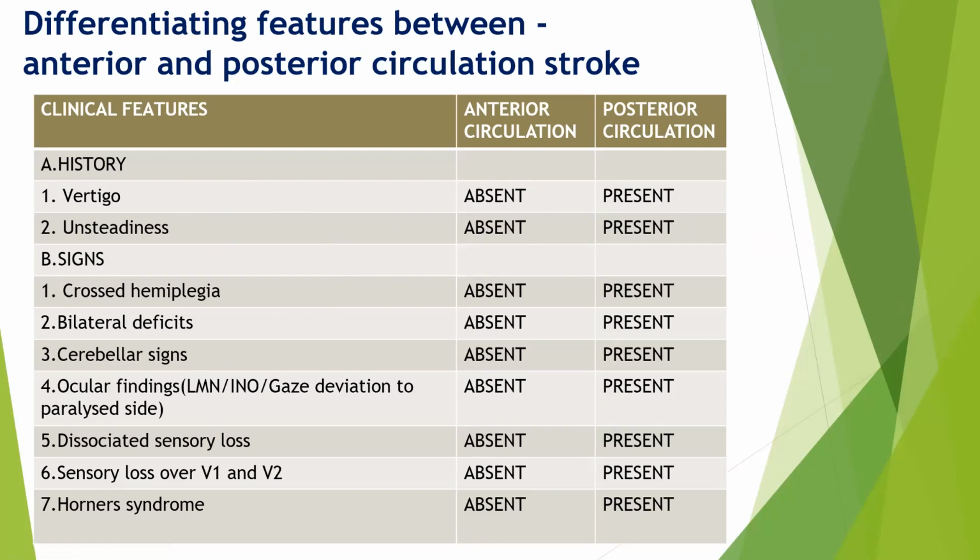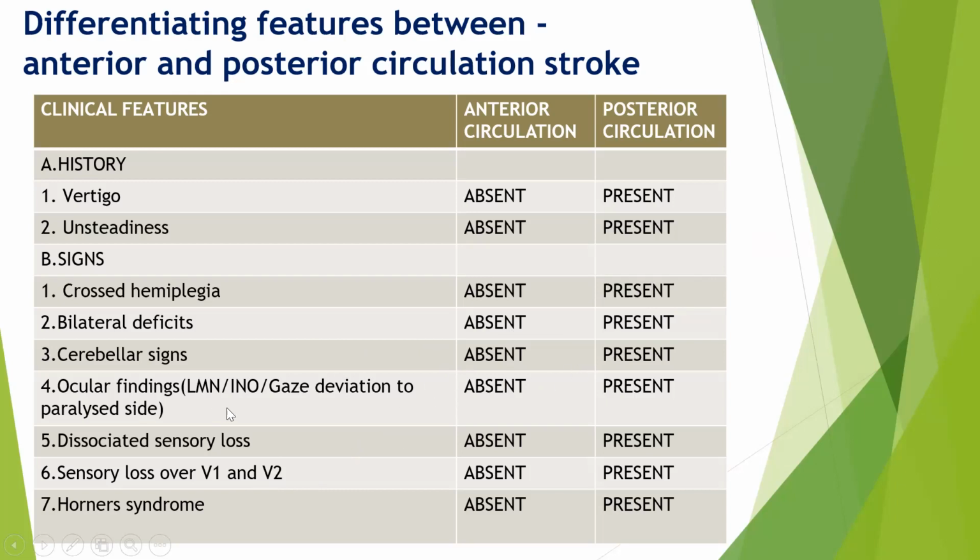So this happens only when the brain stem is involved, the pons and medulla. The patient has cranial nerve palsy on one side and weakness on the other side, opposite side. So if this type of crossed hemiplegia occurs, you always suspect posterior circulation because all the brain stem is supplied by posterior circulation. Bilateral deficits are also common in posterior circulation. Cerebellar signs, ataxia is a feature of posterior circulation.